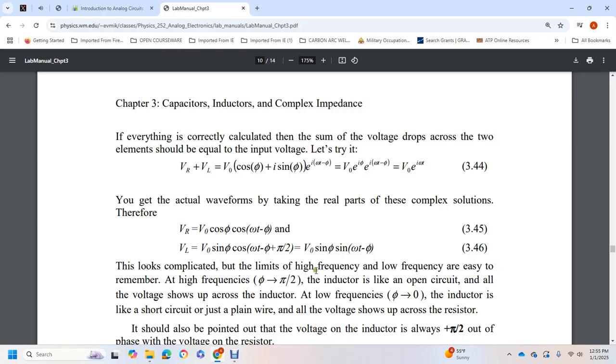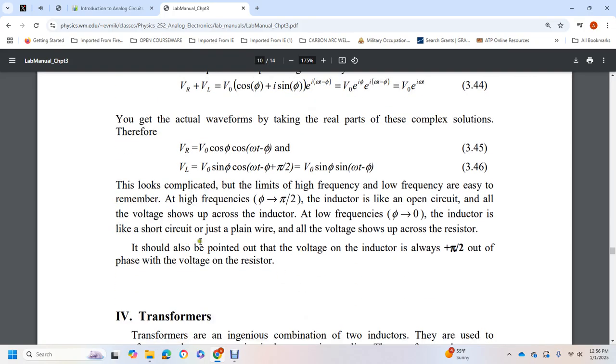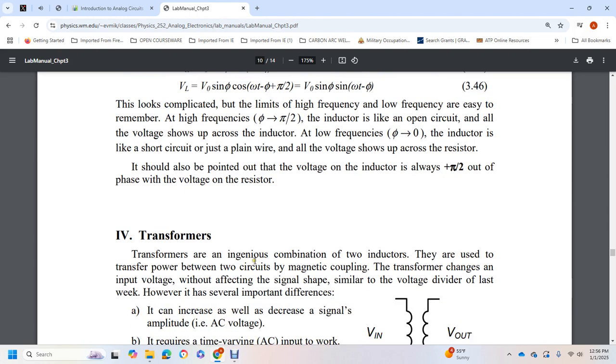The inductor acts like an open circuit, so all of the voltage shows up across the inductor. At low frequency, where the frequency is equal to 0, the inductor acts like a short circuit, just a plain wire, and the voltage shows up across the resistor. The phase of the voltage on the inductor is always positive pi over 2 ahead of the phase of the voltage on the resistor.